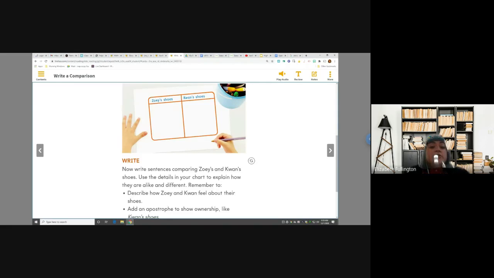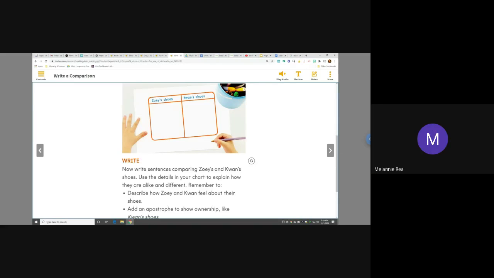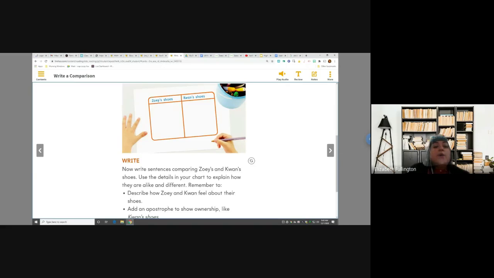So, Melanie, do you need me to explain what you need to put on the squares? Okay. On Zoe's shoes, you're going to tell me how she feels about her shoes. Remember, she had the gold sneakers? Remember, we looked at the picture where her sneaker fell off on the motorcycle? Those are Zoe's shoes. You're going to tell me how she feels about that. And then you're going to tell me about Quan's shoes. Remember Quan's shoes? She was running on the bridge and her shoe flew off into the river. So tell me how she feels about those shoes too. Okay?